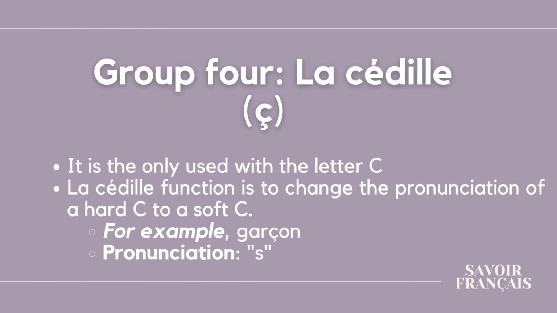The fourth group is the cedilla, la cédille. La cédille is only used with the letter C. It is the only French accent mark that is used with a consonant. Its only function is to change the pronunciation of a hard C, k, to a soft C. For example, garçon. Instead of saying garkon, we say garçon. The pronunciation of C cédille is s.